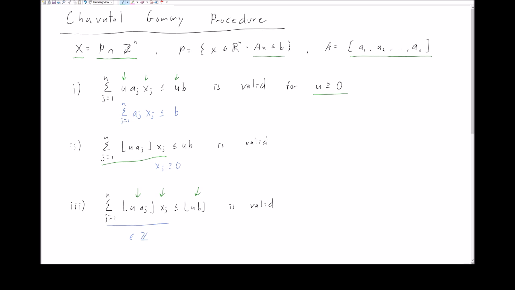This final inequality, the one appearing in step 3, is the final Chvátal-Gomory inequality that we'd like to generate. And note that to generate it, we've used an automatic procedure. The only thing we had to do was choose some u greater than or equal to 0. After we've chosen the u, everything else is automatic.